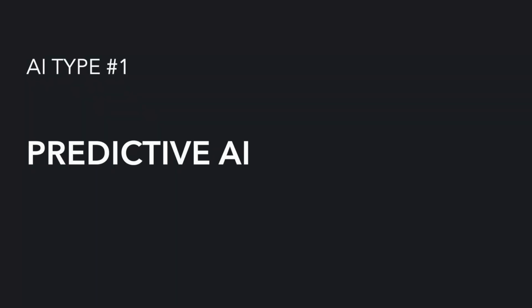First, let's talk about the type of AI that's created more value for businesses than almost any other type of AI in history, and that's predictive AI. Now, predictive AI, as the name implies, focuses on making predictions. This is an important distinction to make between things like ChatGPT, meaning generative AI, and predictive AI.